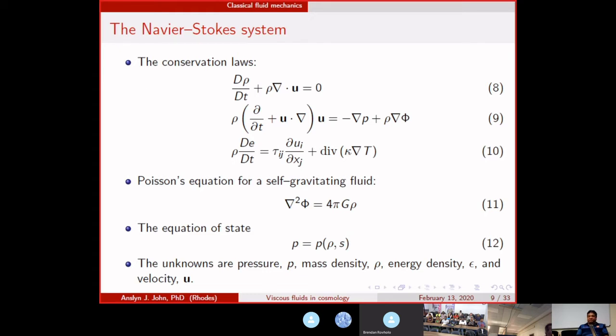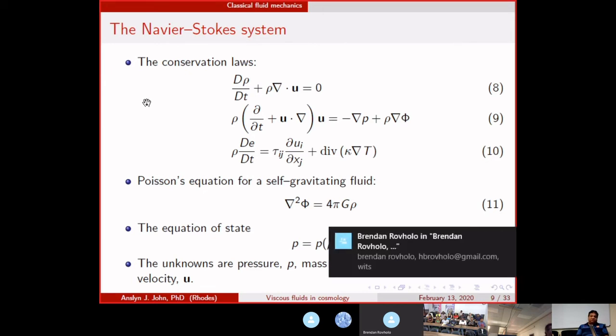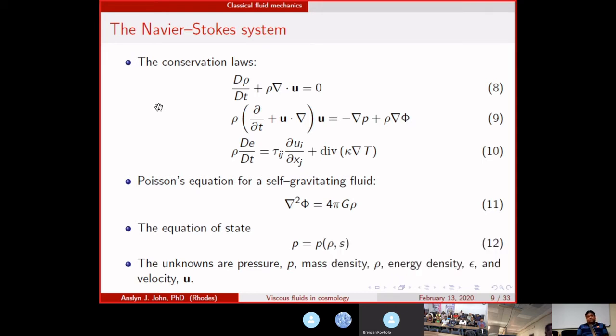This is an incredibly complicated system, both mathematically and physically, and an incredibly powerful one. Okay, so those are what I would call the Navier-Stokes equations. And for now, I've not looked at any energy loss. These are purely perfect fluids.